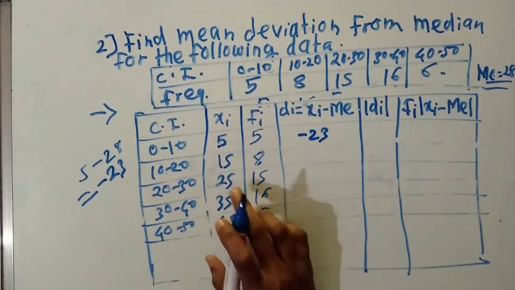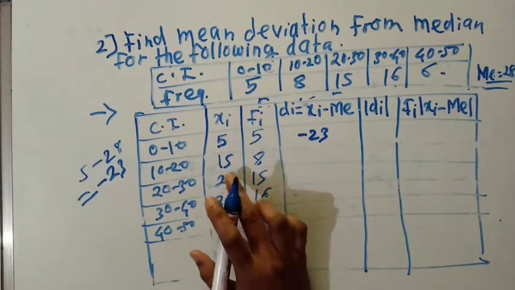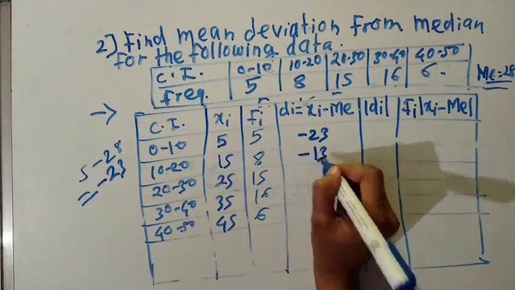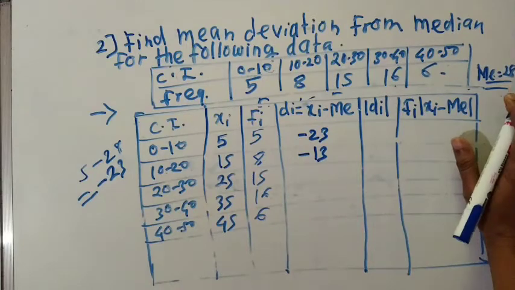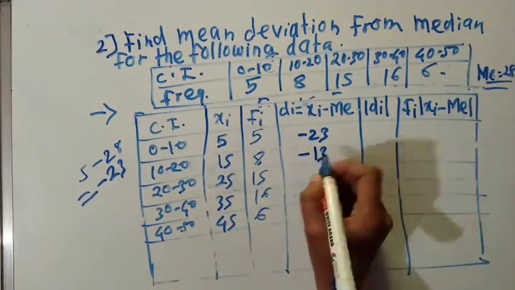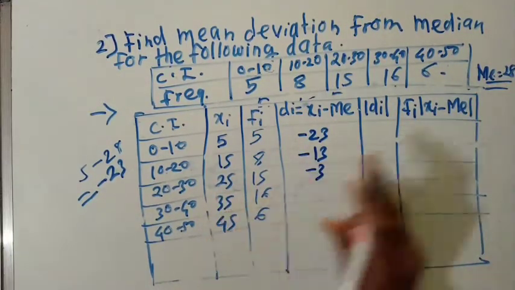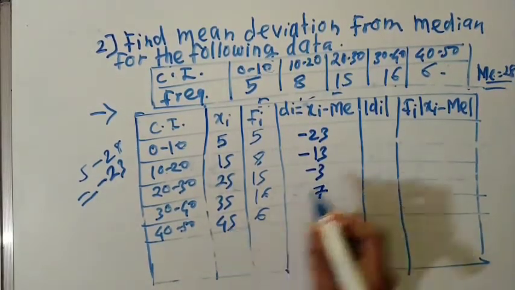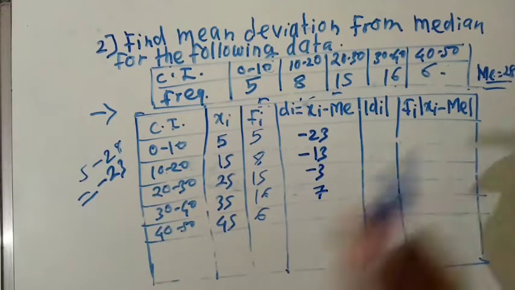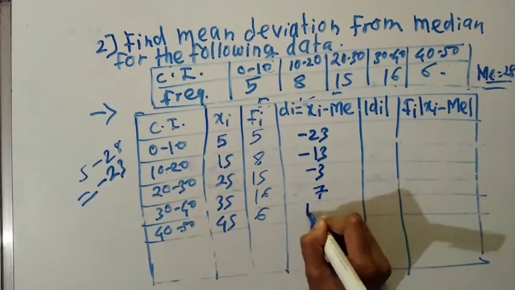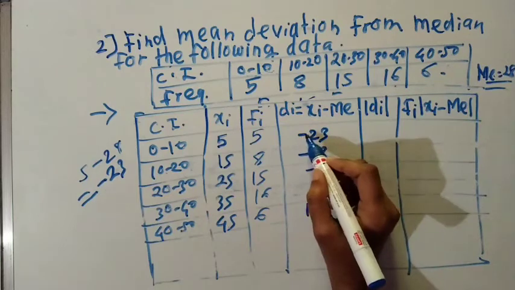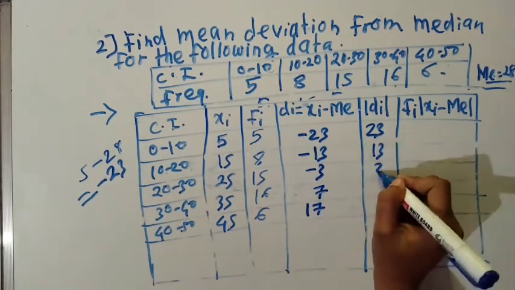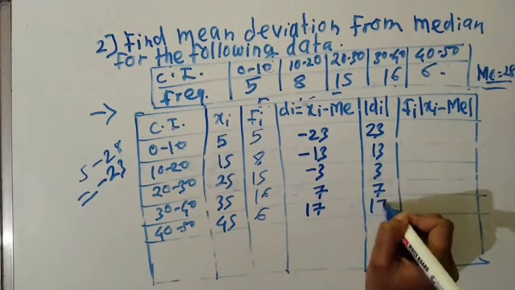Then 15 minus 28 is minus 13. 25 minus 28 is minus 3. 35 minus 28 is 7. 45 minus 28 is 17. Then mod di means the minus sign cancels, and we get 23, 13, 3, 7, and 17.